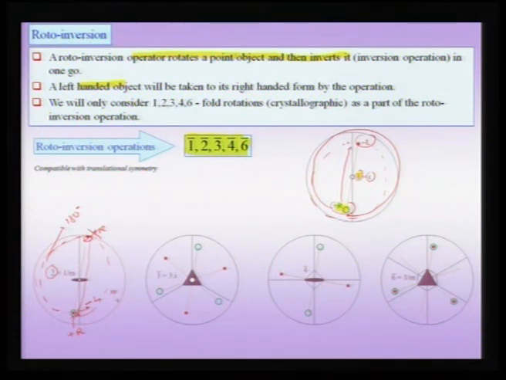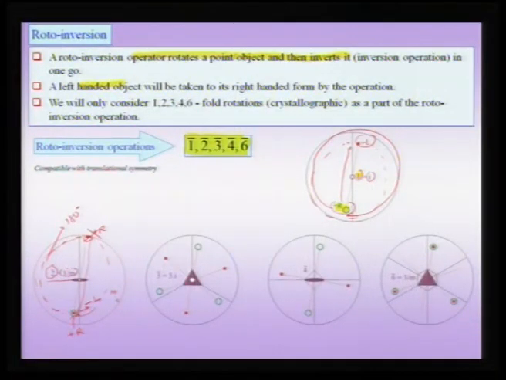Therefore, when I have a 2 bar roto-inversion operation, I start with a green circle, rotate it, don't leave a point, invert it and come back right below the green circle, which completes my roto-inversion operation. We will see that this 2 bar is actually equivalent to a 1 followed by a mirror, which is nothing but a horizontal mirror.